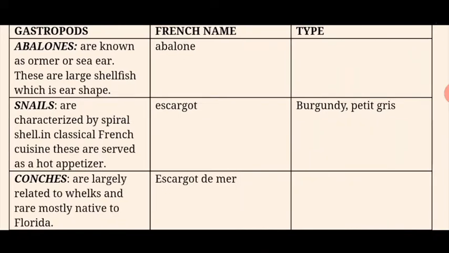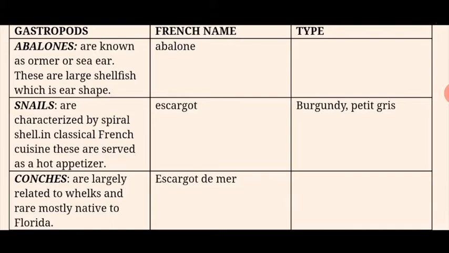Examples of gastropods and their French names and types: first is abalone. Abalone are known as ormer or sea ear. These are large shellfish which are ear shaped. French name is ormeau. Next one is snail. Snails are characterized by the spiral shell. In classical French cuisine, these are served as a hot appetizer. French name is escargot. Types are Burgundy, petit gris.